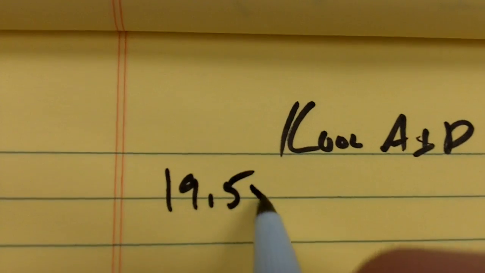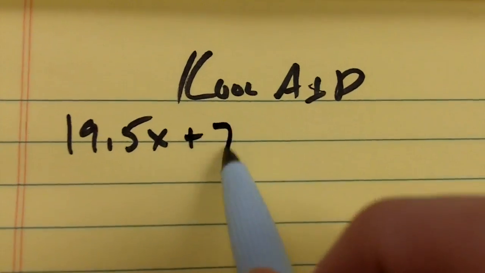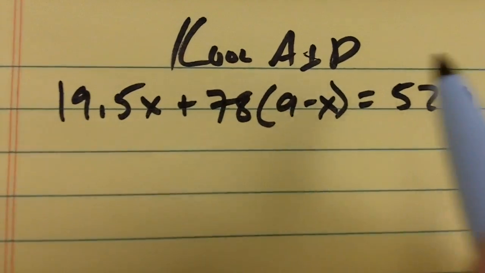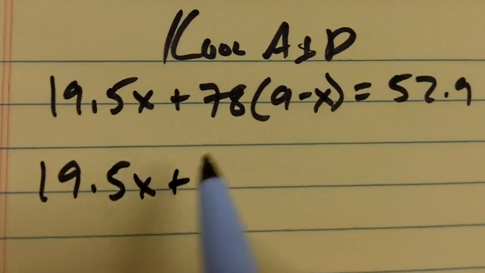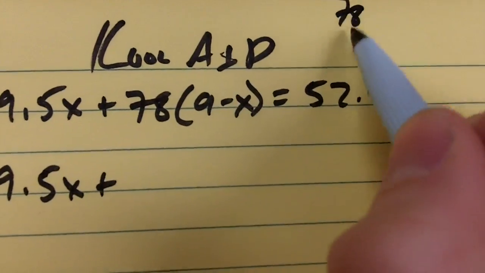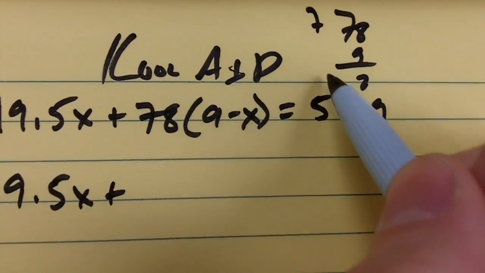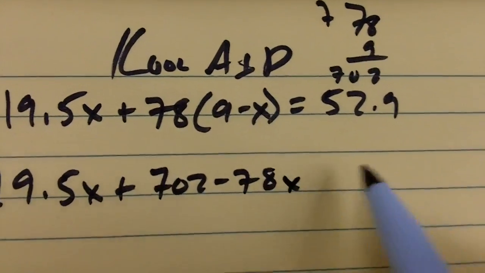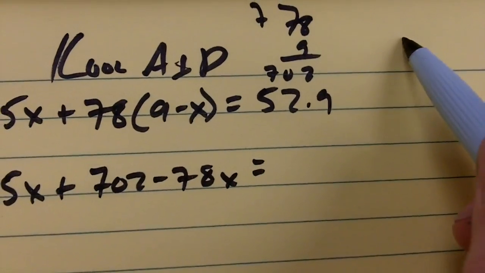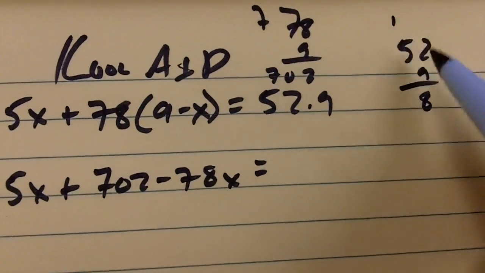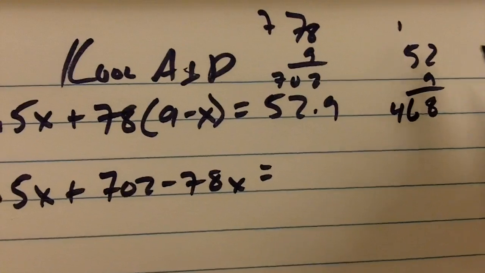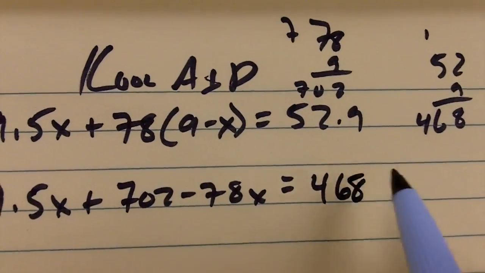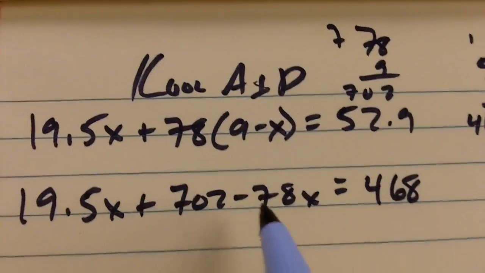We have 19.5x plus 78 times 9 minus x equals 52 times 9. 19.5x plus distribute 78 times 9, I don't know, we'll figure that out. 2, 7, 63, 702. 702 minus 78x equals 52 times 9. 52 times 9 is 468. That sounds about right. Okay, combine like terms over here.